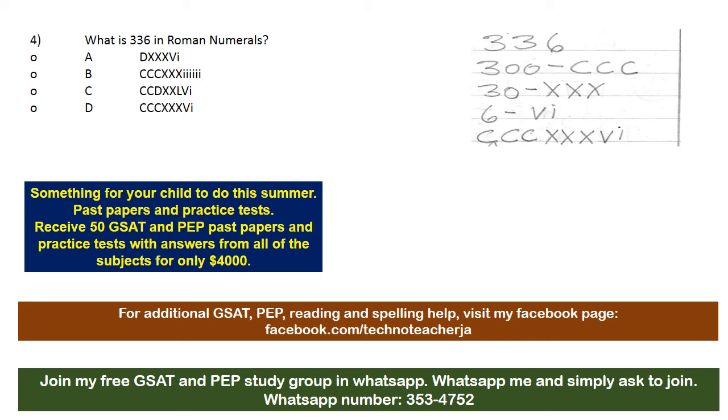Add them. 1000 plus 900 plus 10 plus 4. So 1000 plus 900 is 1900. 1900 plus 10 is 1910. And 1910 plus 4 is 1914. So therefore MCMXIV is 1914.